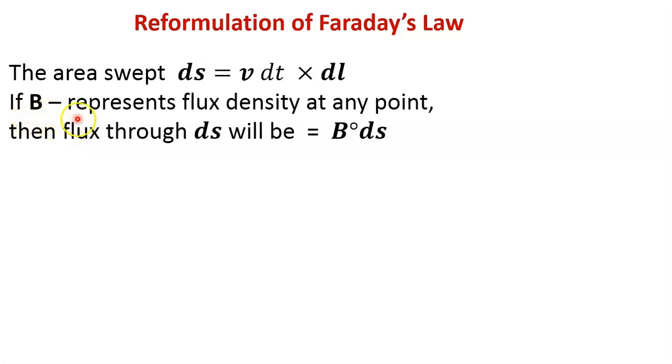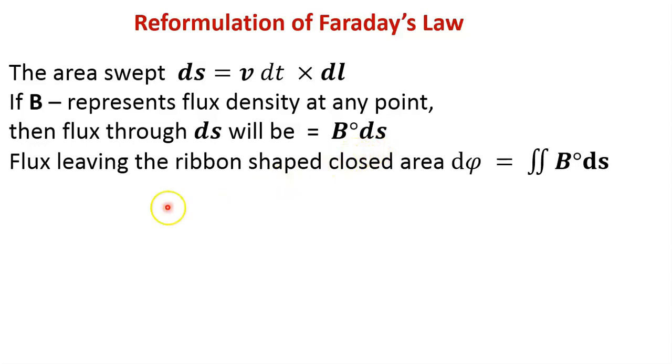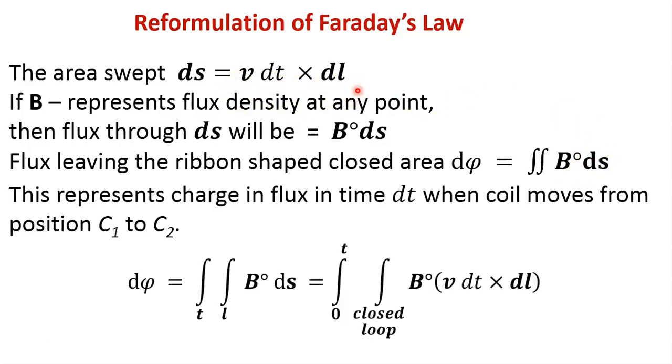Now we are considering B bar to be the density of flux, and through the surface we have considered as area swept, we are cutting the flux, which can be accounted from the definition of density of flux to be B bar dot ds bar. This is d phi, that is the flux cut. So d phi for the complete ribbon shaped closed area can be obtained by operating double integration over the surface B bar dot ds bar, where ds bar is to be presumed from this formula.